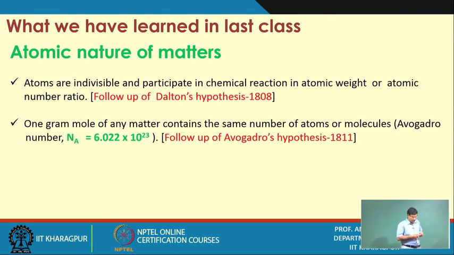Then we have learned that 1 gram mole of any matter contains the same number of atoms or molecules. That number is the Avogadro number, 6.022 × 10²³. That is the follow-up of Avogadro's hypothesis. So it is clear now that matter is made of atoms, and we can count atoms and get the weight of an atom.